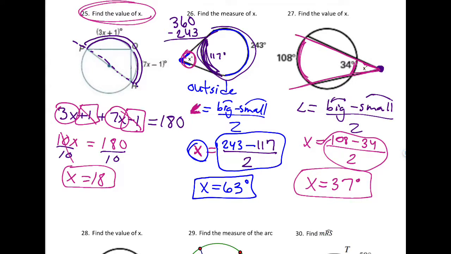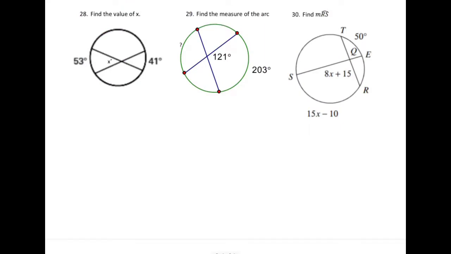All right. So moving right along to number 28. In this situation, you notice the angle that they have an x in, this angle here, is on the inside of the circle, but it's not necessarily at the center of the circle. So the inside formula is that the angle equals the big arc plus the small arc divided by 2. Remember that it has to be the arc that the angle opens up to and the vertical angle, which would be here, would open up to. So it has to be those two arcs that are used.